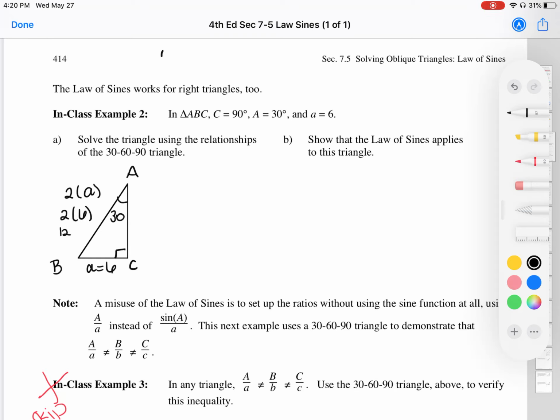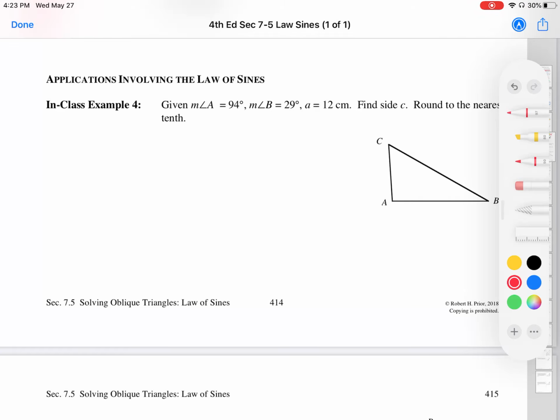All right, we're going to skip in class example 3. Go ahead and try in class example 4. Try it on your own, pause the video, and then when you're ready to continue, unpause it so we can work it out together. All right, I'm going to go ahead and work out in class example 4 with you.